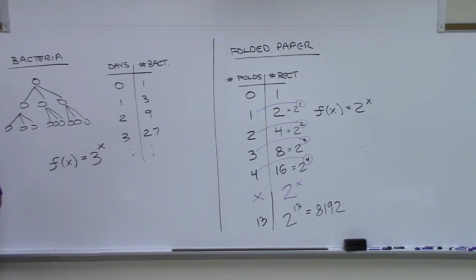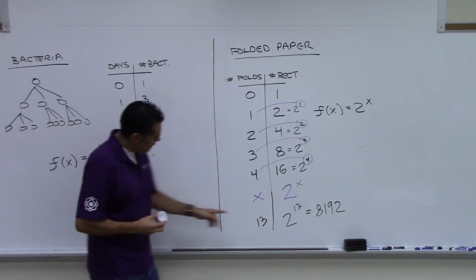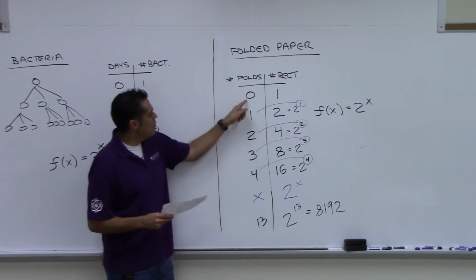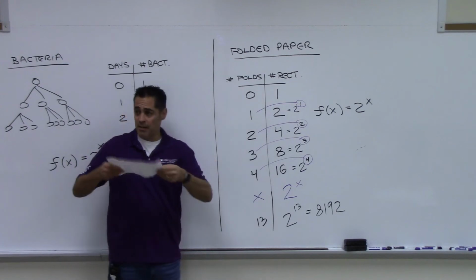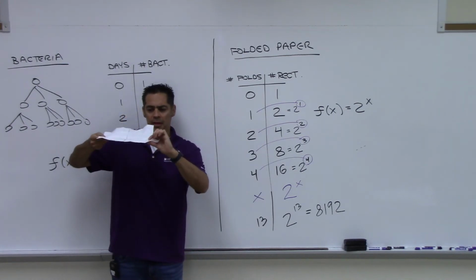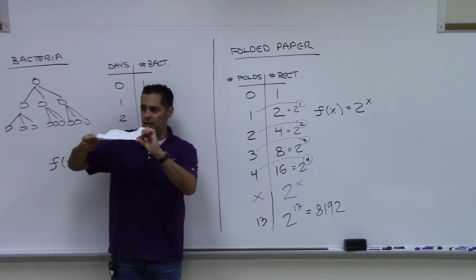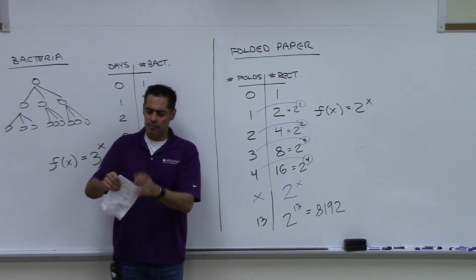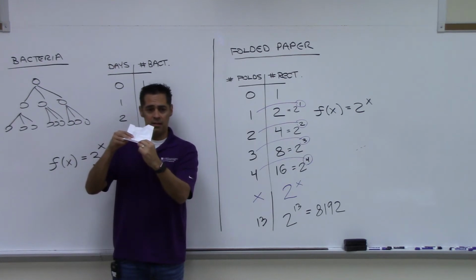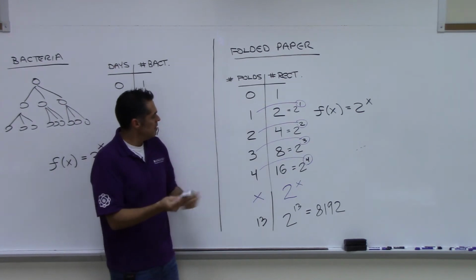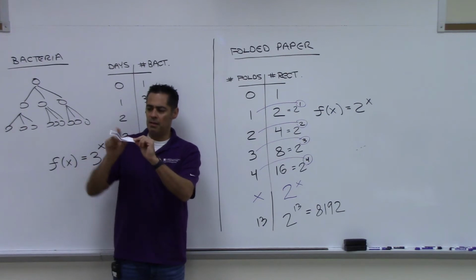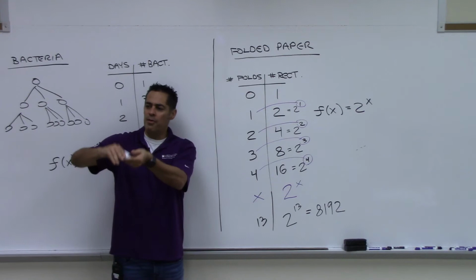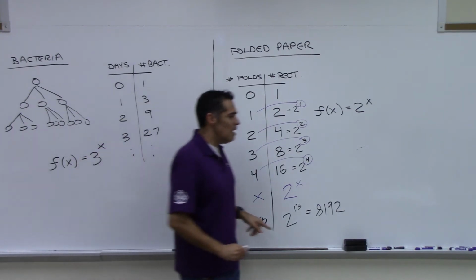And I like to think of it this way. If I don't fold it, this 1 is how many rectangles I have, right? But isn't that also how thick this paper is? It's just 1 page thick. If I fold it once, now it's 2 pages thick. If I fold it 3 times, it's 4 pages thick. 8, 16, 32. If I could fold it 13 times, how thick would it be?